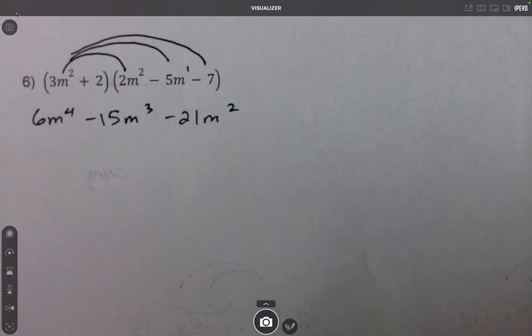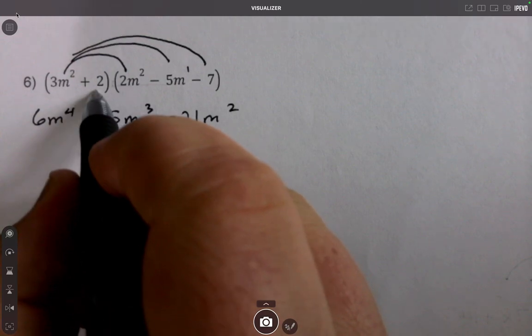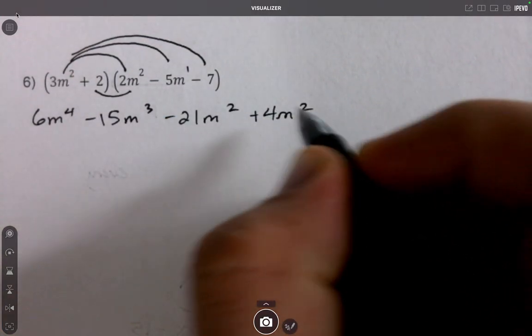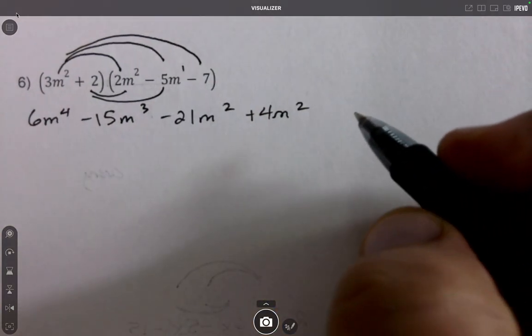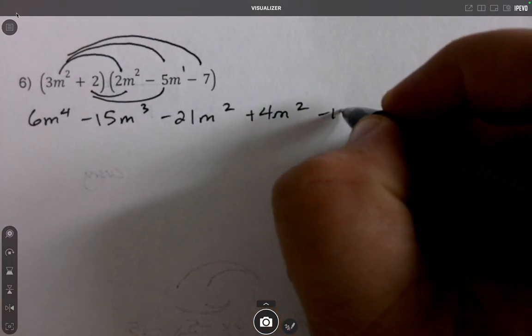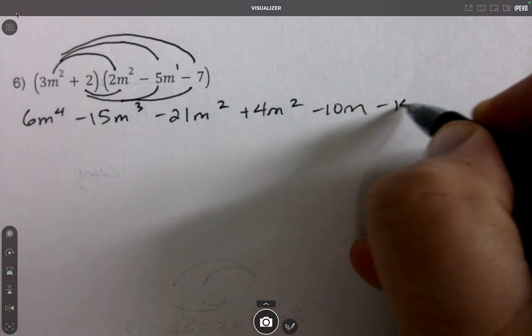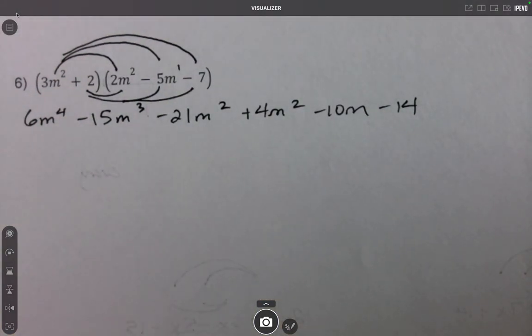So we've got everything multiplied by the first term. Now everything multiplied by the second term. 2 times 2m squared is 4m squared. 2 times negative 5m is negative 10m. And then 2 times negative 7 is negative 14. So double check your signs. It's always good to make sure you didn't make a mistake there.